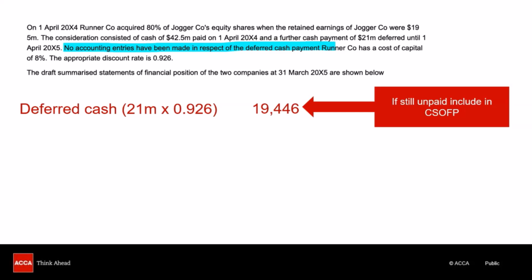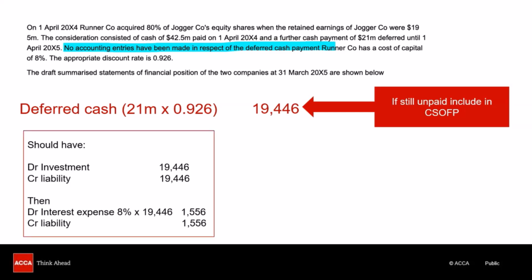If it is still unpaid, we are going to include it in the consolidated statement of financial position. At the date of acquisition, we are going to debit the investment by 19,446 and we are going to credit the liability, which is provision for deferred consideration, by 19,446. But the working does not end over here. Subsequently, we have to do its unwinding also. We calculated the present value at 8%, so unwinding is also going to be at 8%. We are going to recognize it at 1,556, 8% applied on 19,446, and credit to liability of 1,556.